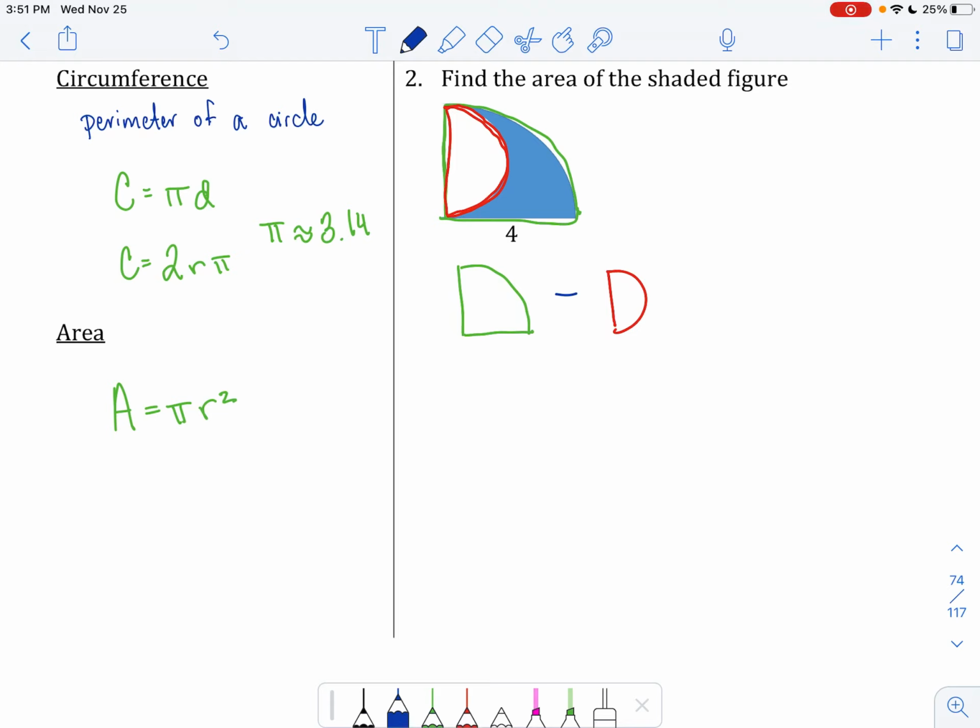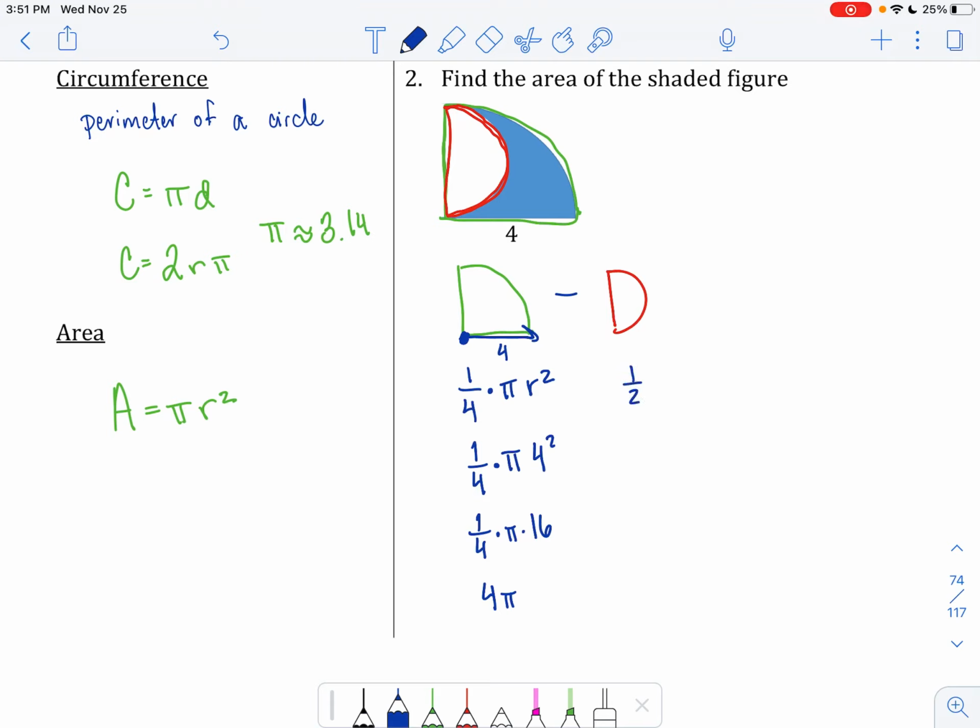this. Now, the first thing I'm going to start with is to say, well, this is a quarter of a circle. So 1/4 of pi r squared. Now, what is the r in this case? Well, it's this distance from the center to the outside, which is given to us as 4. So this is 1/4 times pi 4 squared, which is equal to 1/4 times pi times 16. 1/4 times 16, we end up with 4 pi, since it's a quarter of a circle.